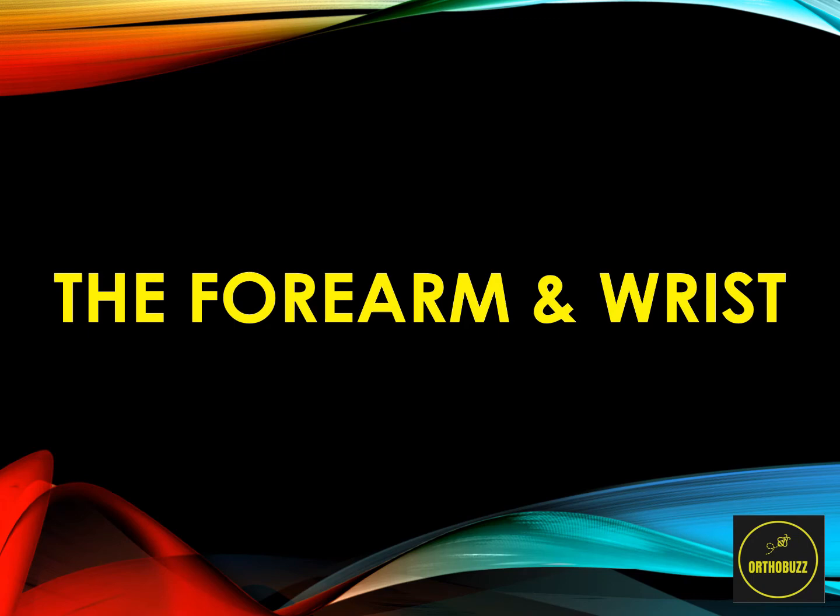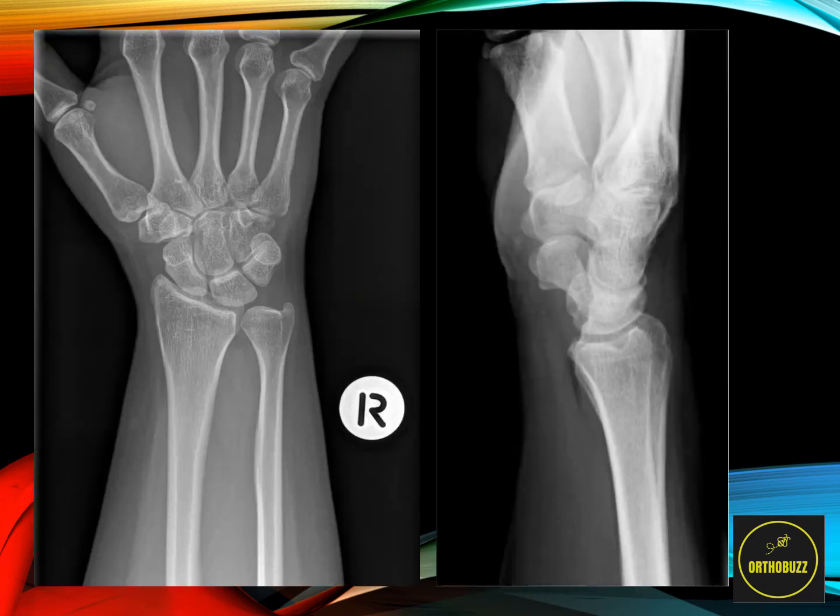So let's have a look now at the forearm and the wrist. As we can see, starting off with X-ray interpretation, this is an AP and lateral radiograph of the right distal radius and wrist. There doesn't appear to be any fracture here, and therefore this is a normal X-ray.